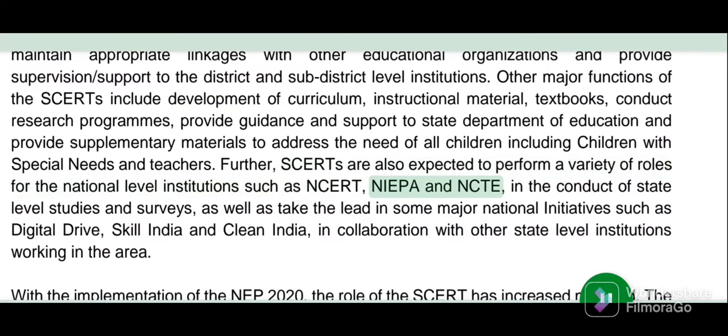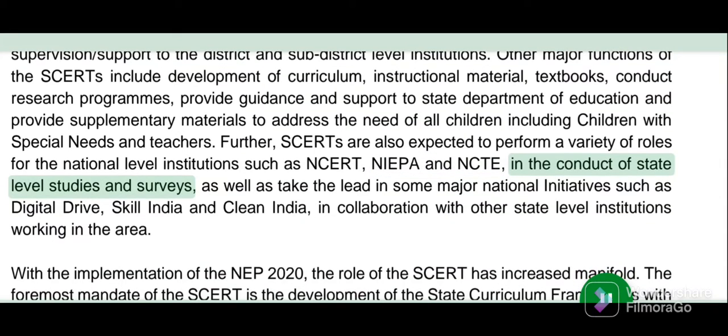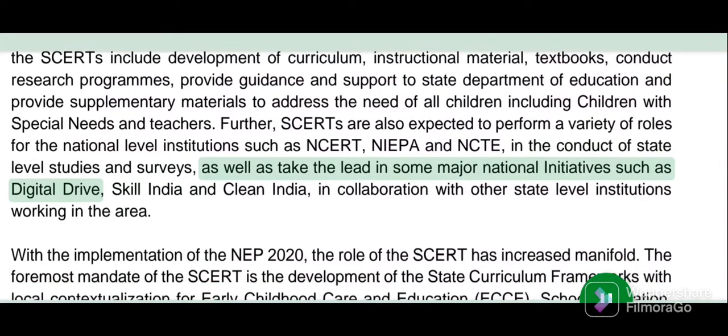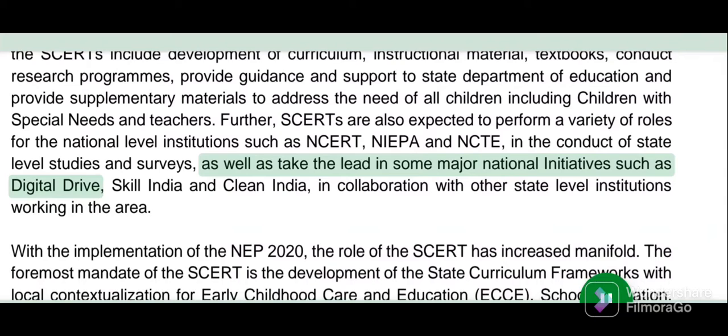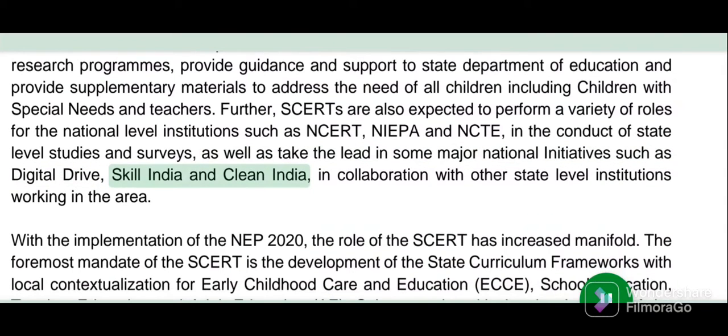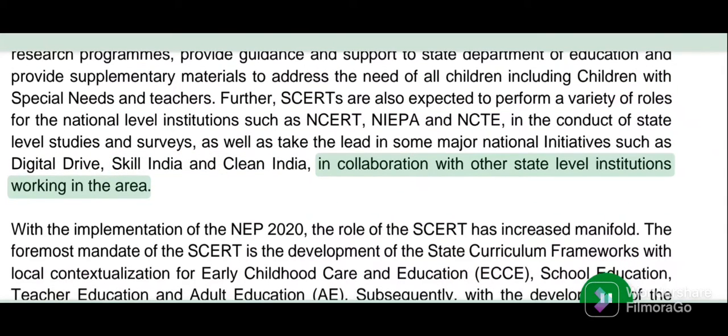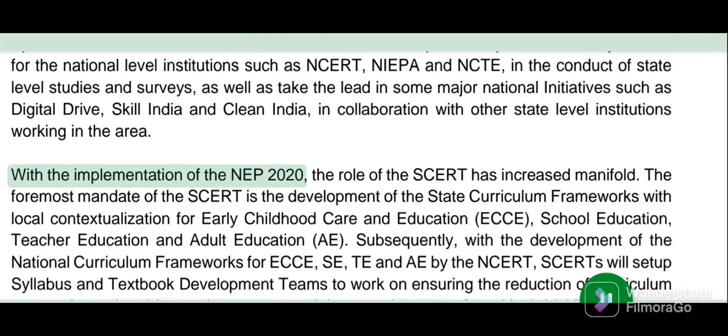Further, SCERTs are also expected to perform a variety of roles for the national level institutions such as NCERT, NIEPA and NCTE, in the conduct of state-level studies and surveys, as well as take the lead in some major national initiatives such as Digital Drive, Skill India and Clean India, in collaboration with other state-level institutions working in the area. With the implementation of the NEP 2020, the role of the SCERT has increased manifold.